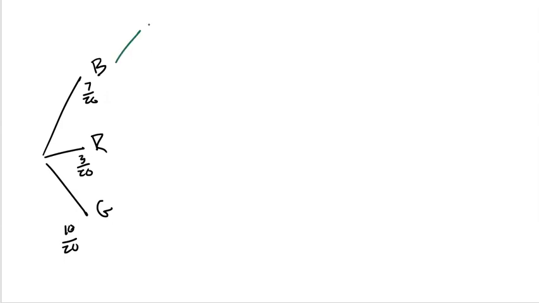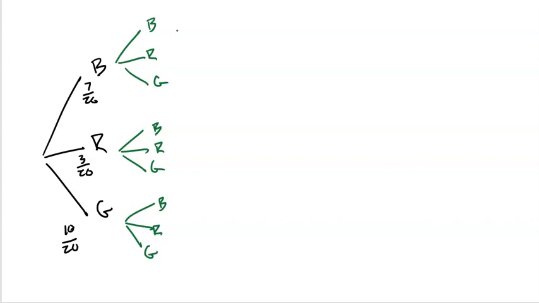Second marble could be blue, red, green, blue, red, green, and then again blue, red, green. Now you got to follow through the probabilities, right? Okay, so you just got to think. If that first one was blue, now the second one being blue would be 6 out of 19. Second one being red, well, there's still 3 red left, so that'd be 3 out of 19. Or green, 10 out of 19, so there's still 10 green left.